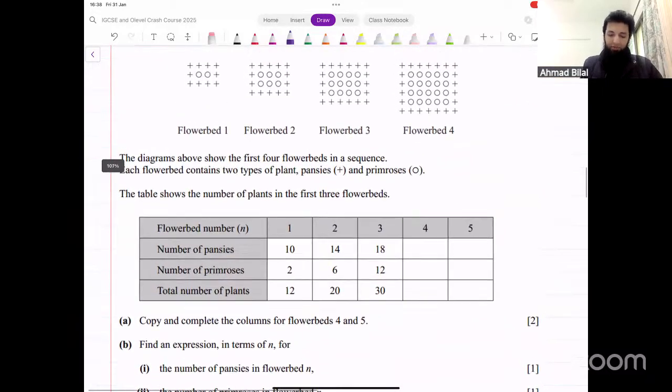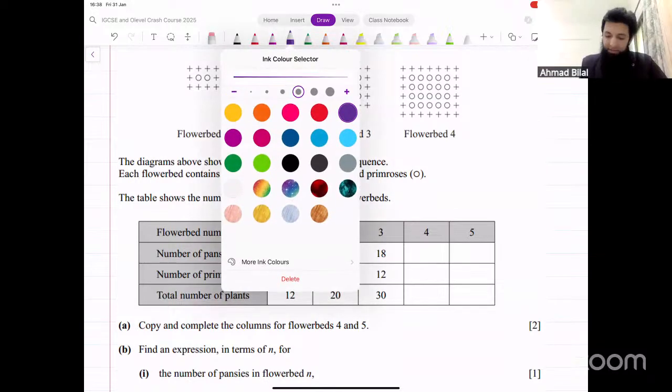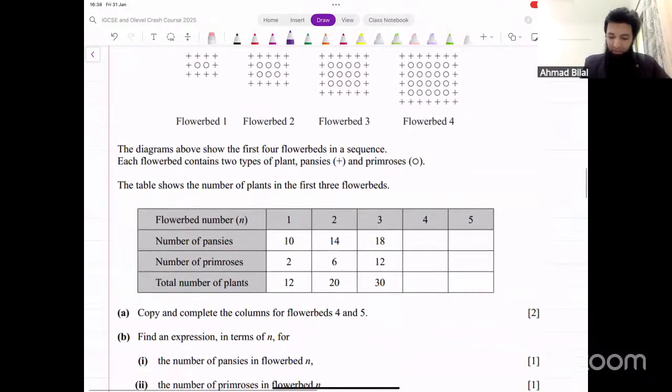The diagrams above show the first 4 flower beds in a sequence. Each flower bed contains 2 types of plant, pansies and primroses. I don't know what they are, but these are 2 types of plant. The table shows the number of plants in the first 3 flower beds.